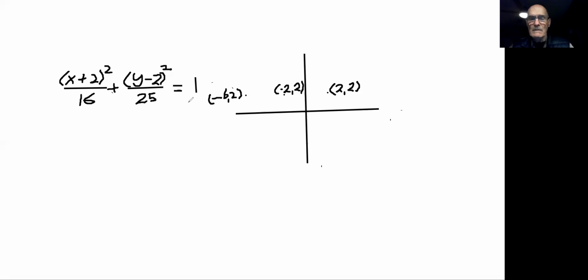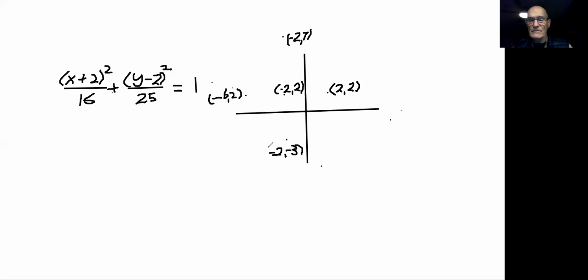Now, the number under the y term is 25. The square root of 25 is 5. So that means I would go up and down 5. So if I go up 5 here, I would come up here to minus 2 and 7. And then I would go down the same distance. So that would put me about right in here. So this is going to be minus 2 and minus 3.